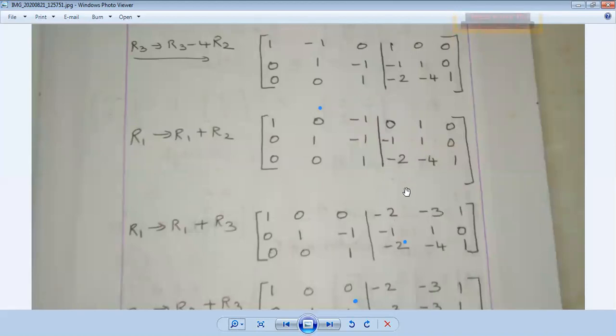R1 plus R3. So 1 minus 0 plus 1, 1. Okay. Then simplify. Then R2. So lastly, you have only one element, minus 1. Make this as 0. Add R2 plus R3. When you simplify, you will get the unit matrix in the front part. Then the remaining element is the inverse of the matrix.